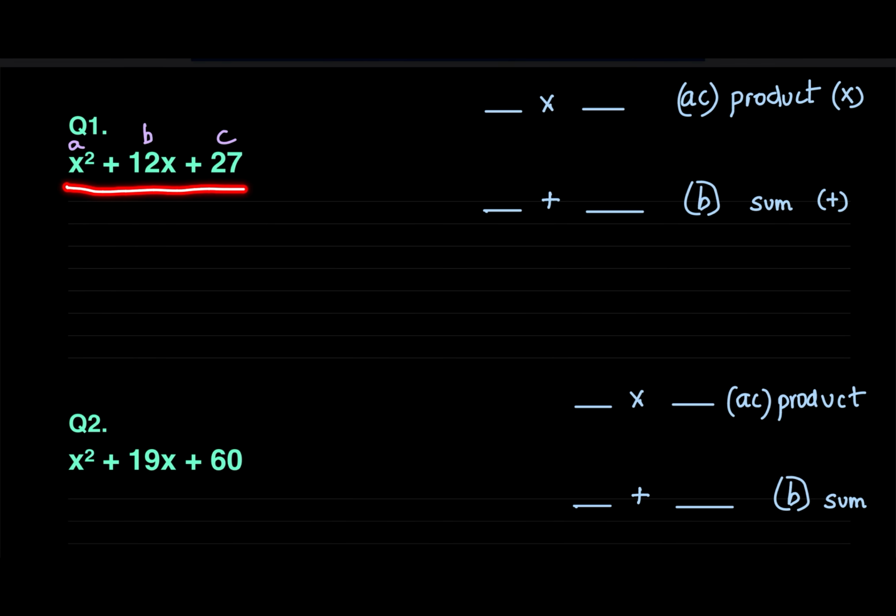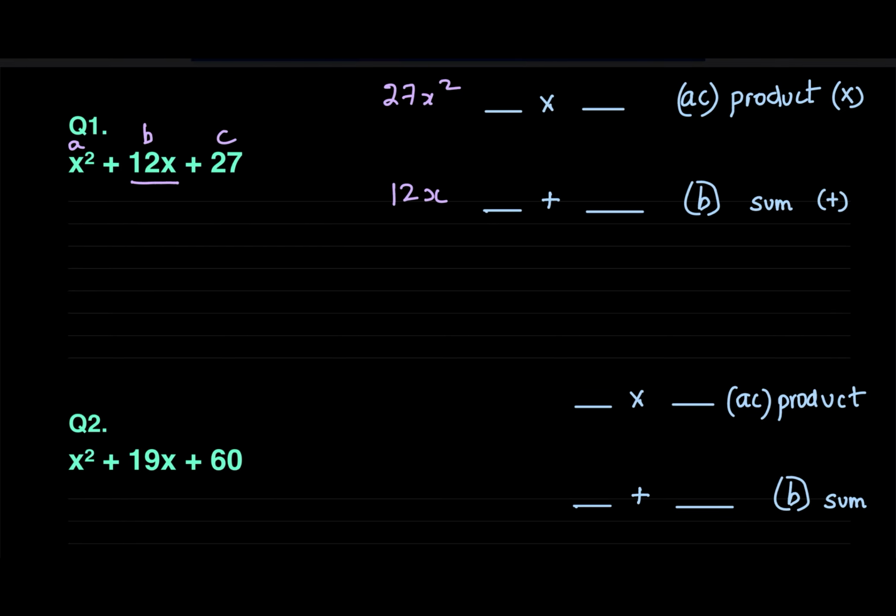Okay, so these kind of sums we have to do in this method. Consider this as A, B, and C. Now first, let us see what is AC. A into C. Just listen to what I have to say first. How much is A into C? 27 into x square will give me 27x square. And what is B? It is just 12x.